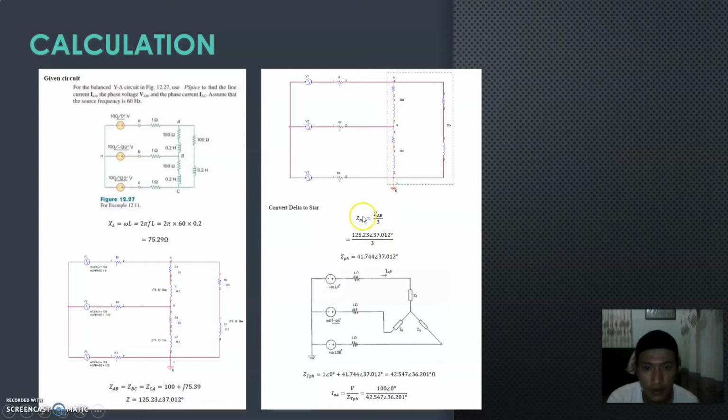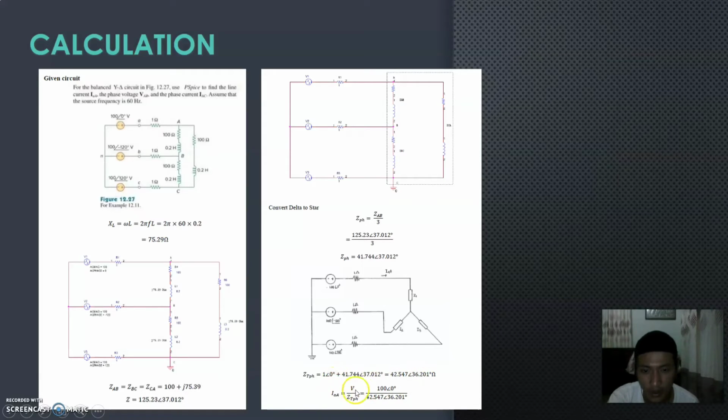After we get this, we know every line is 125.23 at 37.012 degrees. After that, we convert delta to star, because you can see the design of the circuit is delta. So we convert to star, which you can see as Z1, Z2, Z3. First we must find the ZTH. ZTPH is 0 degree plus 41.744 at 37.012 degrees, which equals 42.547 at 36.201 degrees.